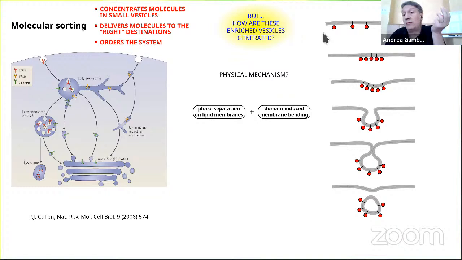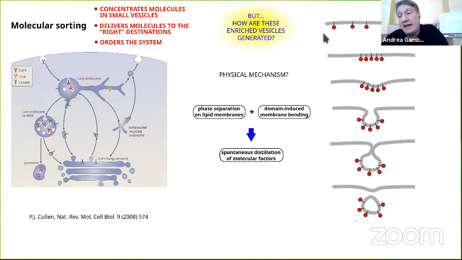So in some sense, you have a very simple basic mechanism, a very basic distiller that has the potential to actually introduce order in the cell by dividing different molecular species and packing them into small vesicles that then can be transported to different destinations. So this would be a nice simple description of the process, and of course it all rests on the hypothesis that actually the dynamics of the domains and of the membranes are coupled.